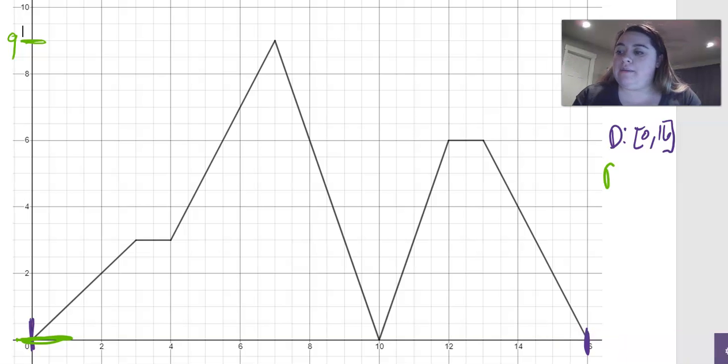So, if I were to write my range out, I'm going from 0 to 9. Sorry, it's very tight because I don't have a lot of space there. Why is it from 0 to 9? Because the outputs that I get on my function, if I trace my function, I am going from 0 to 9 in my output values.